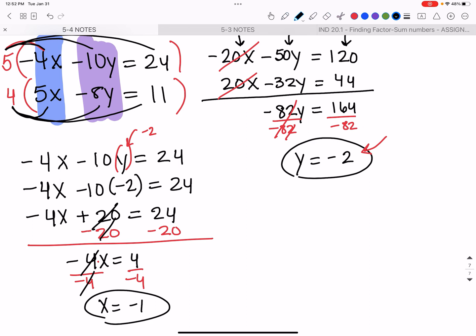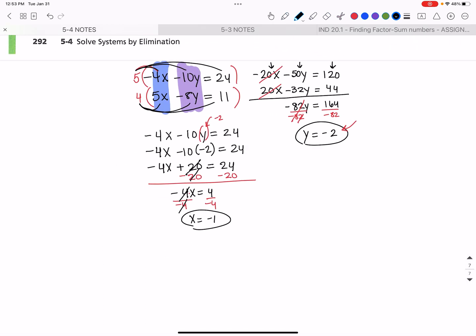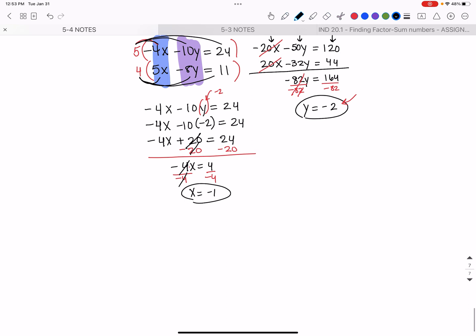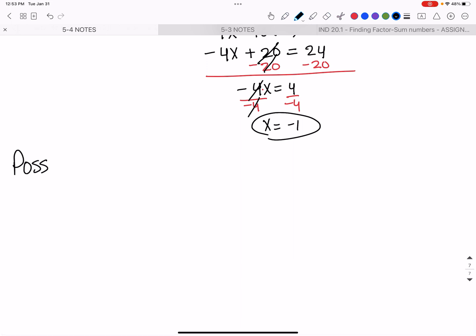Now, the one difference as far as what your possible outcomes could be: sometimes you're going to get an x and a y, like here. Sometimes, and I'm just going to go through this real quick, okay? Possible outcomes for systems, okay? We've talked about this already. This was our jump start last week.